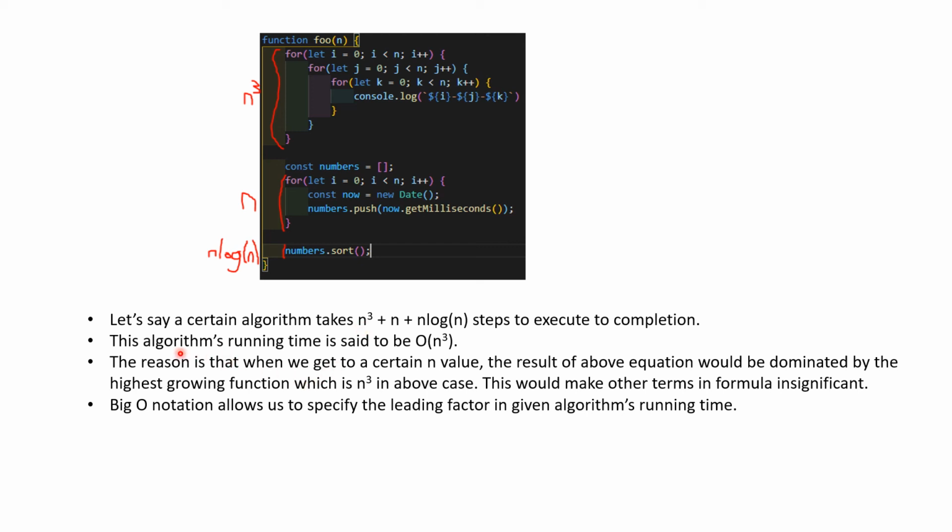So because of this, this algorithm's running time is said to be O(n cubed). Again, the reason is that when we get to a certain n value, the result of the above equation will be dominated by the highest growing function, which is n cubed in the above case. This will make other terms in the formula insignificant. Big O notation allows us to specify the leading factor in a given algorithm's running time.